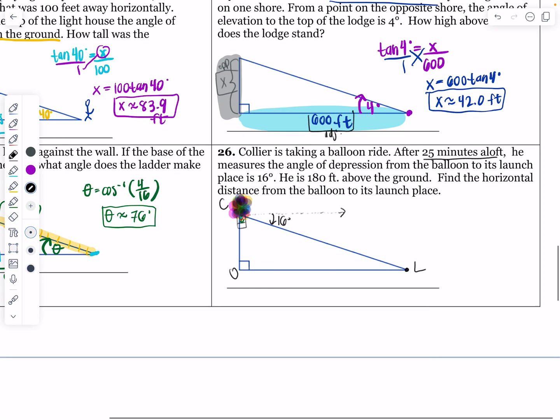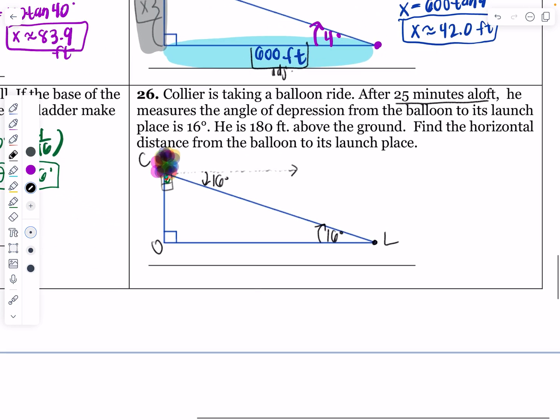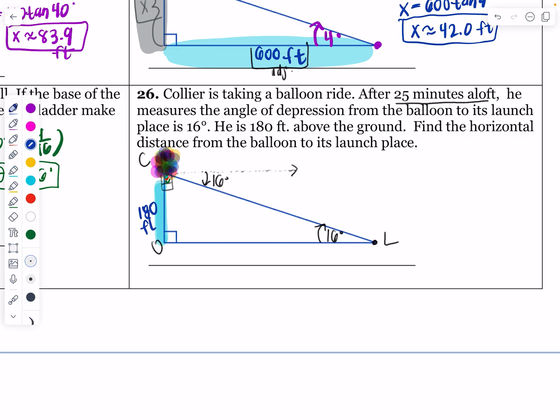So where can we copy that angle of depression? I can copy that angle of depression to its alternate interior angle, the 16 degrees here. So I was able to copy that there. He is 180 feet above the ground. That gives us our vertical distance. So 180 feet is able to be put right here. That's our vertical distance to the ground.